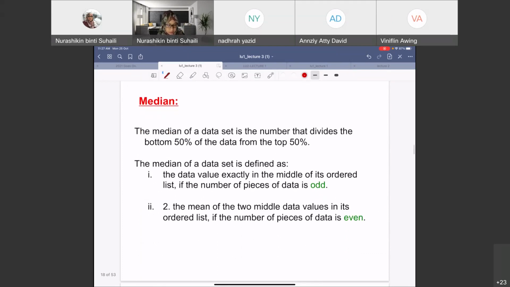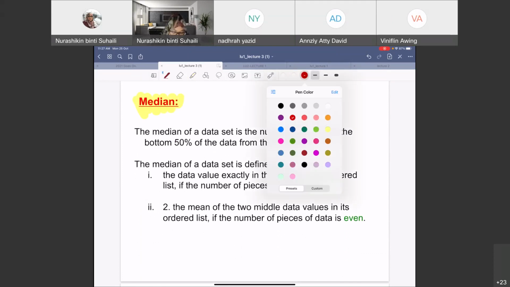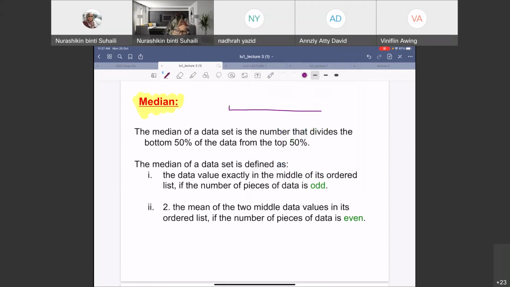Okay, that's the mean. And then the median. So what is the median? The median is the central value. Central value means that, remember just now I talked about distribution. A distribution covers the whole data that you have from the lowest to the highest point. So the median is the value that sits in the middle, provided that you have arranged your data from the lowest to the highest.